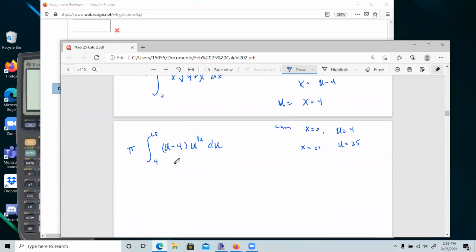Okay, like I said, you can do this by integration by parts. I never like to do that because it's ugly and messy, and it's a lot longer. So this is the integral from 4 to 25 of u to the 3/2 minus 4 u to the 1/2.